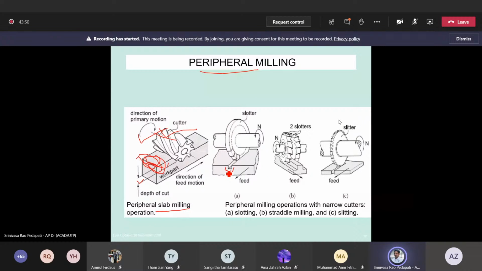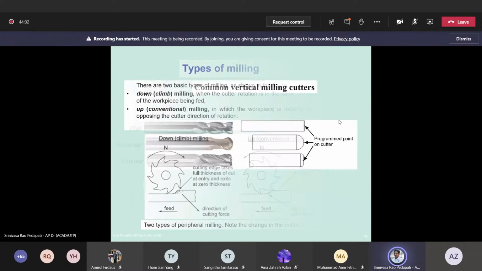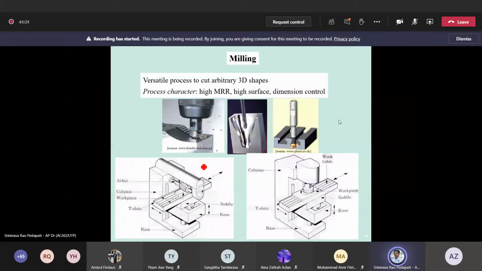Periphery means outside. So narrow cuts. And then straddle cutting. Straddle cutting means more than one tool can be fixed to the arms, like in the case of, we go back here. So this is a slab milling cutter, single slab milling cutter, the one which is shown in this figure. Whereas you can put 2-3 tools also, as we see here.